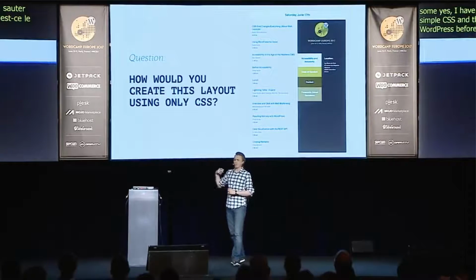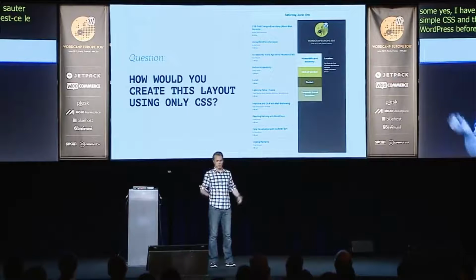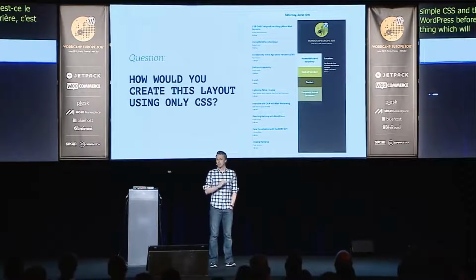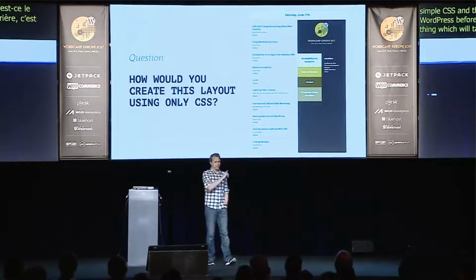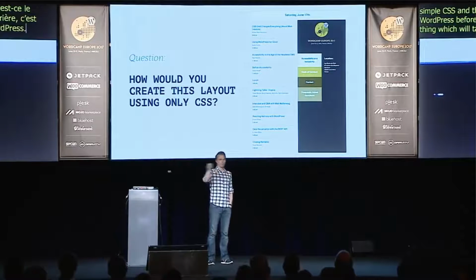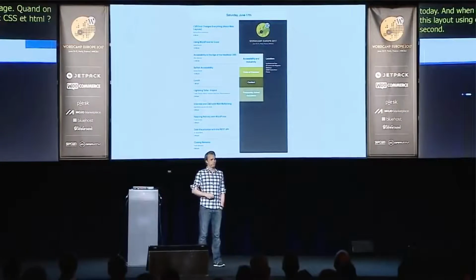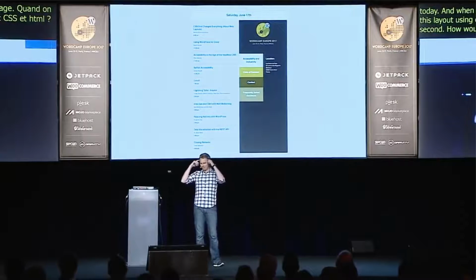So instead of going through the entire WordPress theme, which would take way too long, I decided to make a slightly simpler example. I made this little web page for the room we're in. This is the speaker track for today. When you look at it, I want you to think about how you would make this layout using only HTML and CSS. No frameworks, nothing else. Just look at it for 1 second. How would you mark this up?